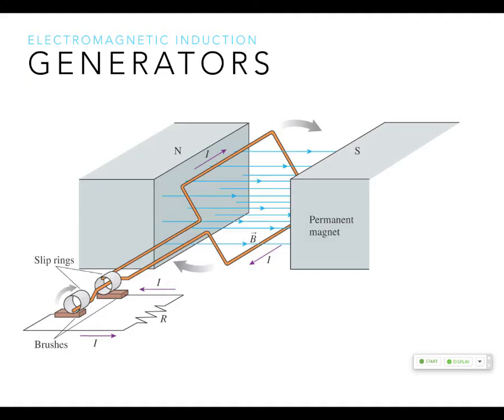Generators. All right. This looks probably a lot like something else we saw. What other picture looked like this? We talked about motors, right? This is once again turning in a magnetic field. But before, we had a battery here. So the battery would drive this thing to turn.